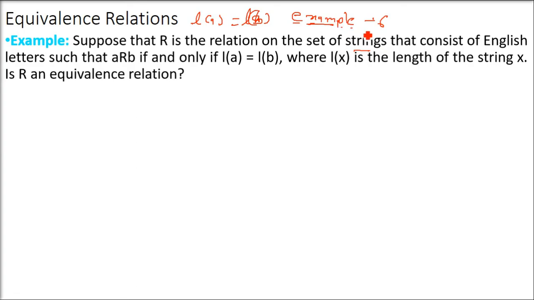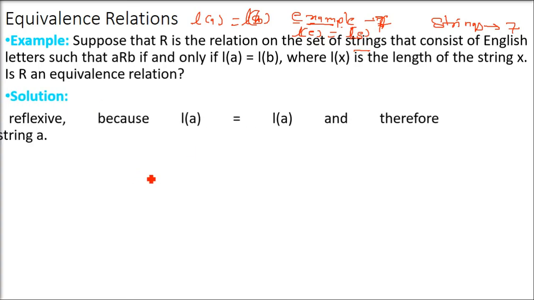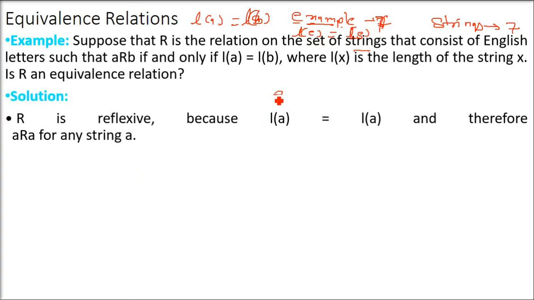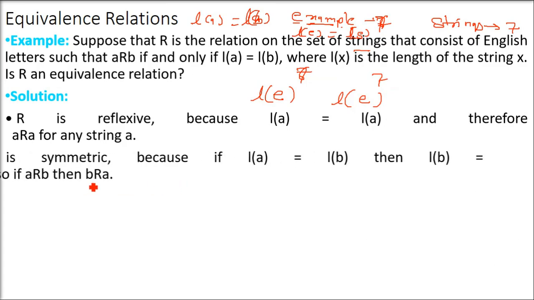Now, let me take one more word just to make you understand. Say the string "string": 1, 2, 3, 4, 5, 6, 7. So this also has length 7. So the length of example is 7. Similarly, the length of another string is also 7. So whether it is an equivalence relation or not: R is reflexive. So LA equals LA, the length of E is equal to the length of E. The length of example is 7. Again, you take the length of example, that is going to be 7.